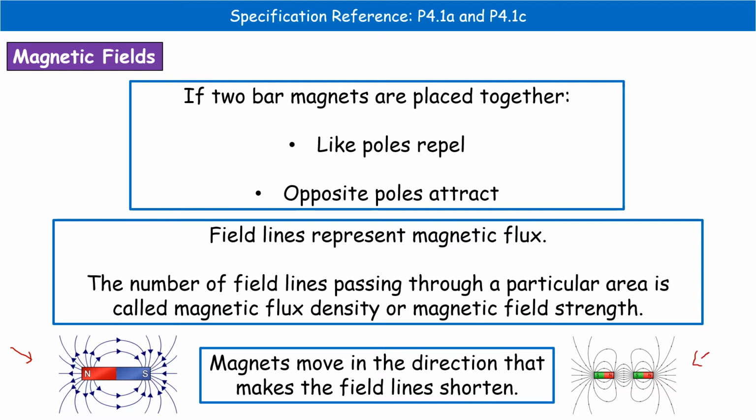If we're looking at the bottom right of the picture here, we've got what happens when we have two bar magnets, one north, one south pole facing each other. So what we can see there are those field lines going between them. Again, those field lines will have the arrows pointing north to south. And then we obviously have the larger ones that go off. So what we find is when we're placing these two magnets together, they will always move in the direction that makes the field lines shorten.